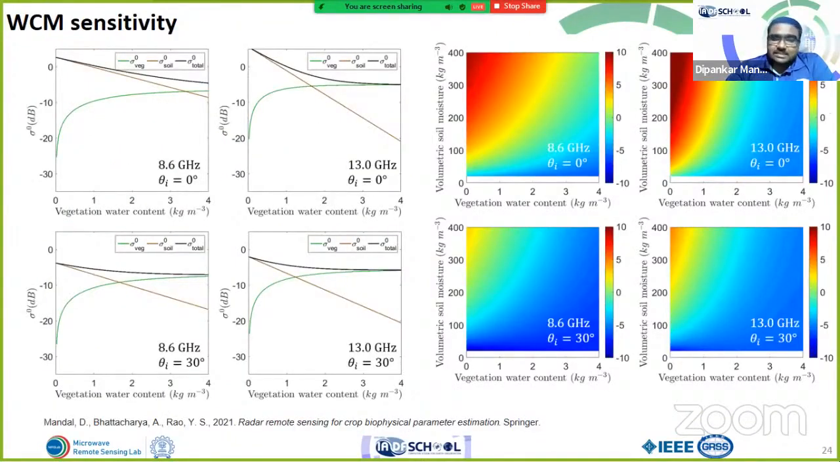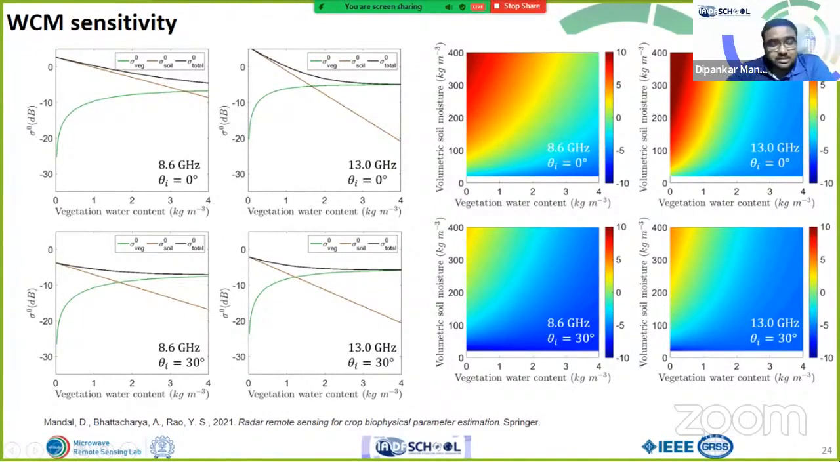Now, when we see the sensitivity of this water cloud model, let's say we consider 8.6 gigahertz and 13 gigahertz, we can see the vegetation component is increasing when we have more water content, and the soil component, the total backscatter for soil, is diminishing as the vegetation water content or the vegetation parameters are increasing.